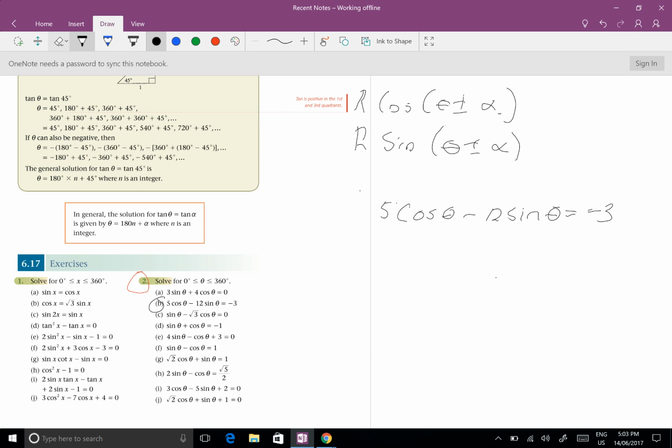Now this is hard because I've got sine theta and cos theta. We know how to use the T formula to get it all in terms of one variable, but this is another method and it's actually pretty cool. So the first thing is we're going to rearrange the left-hand side of this equation.